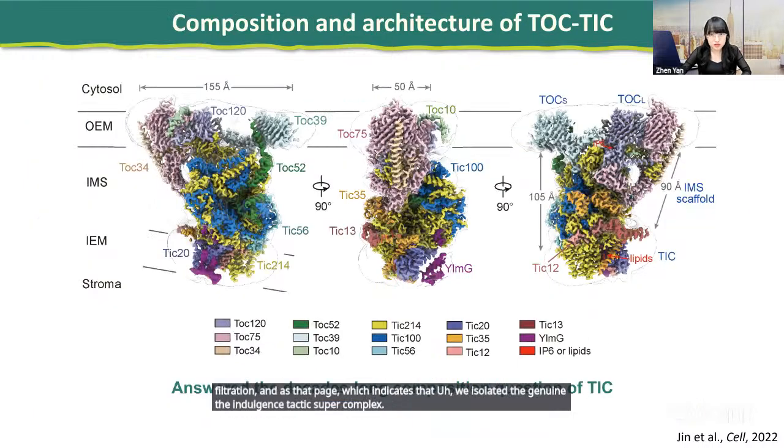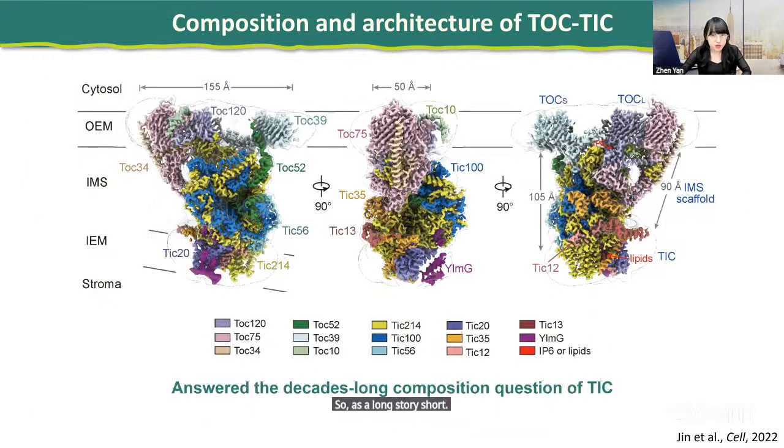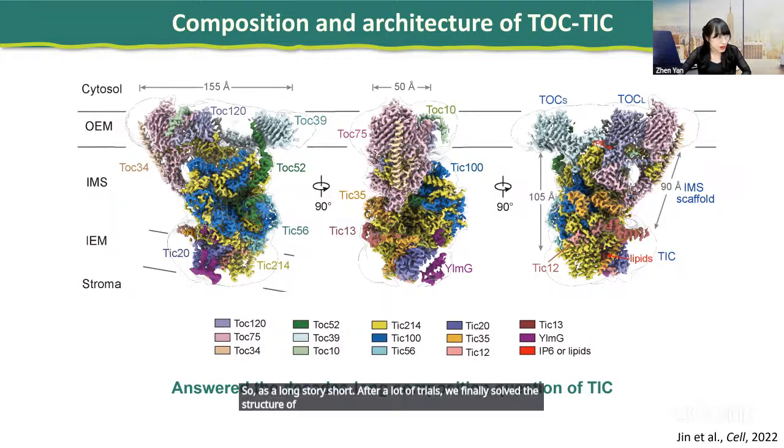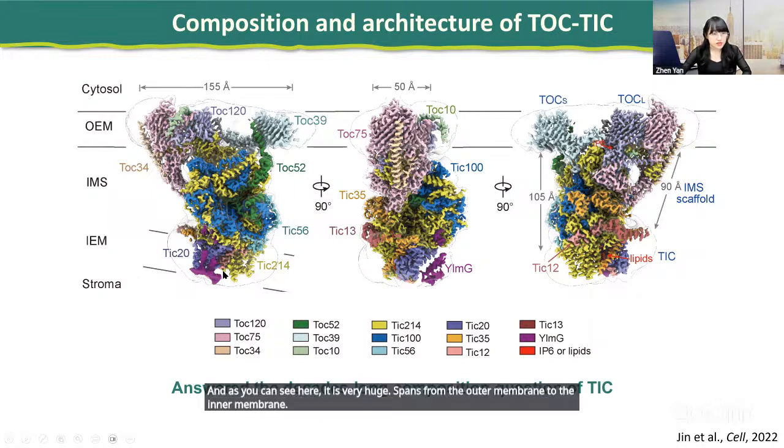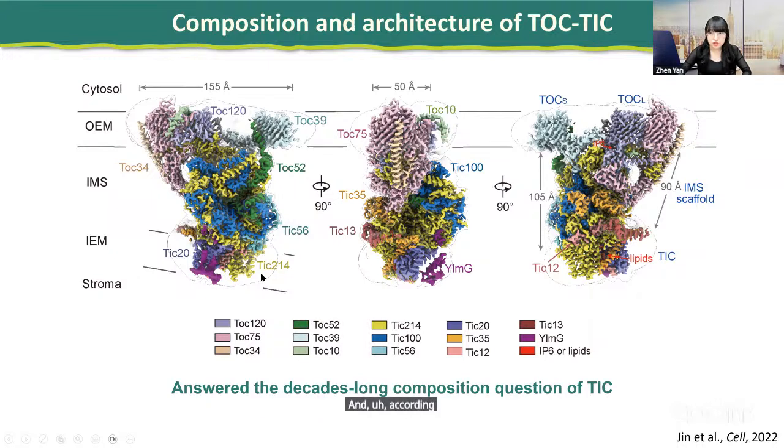To cut the long story short, after a lot of trials, we finally solved the structure of this TOC-TIC supercomplex. As you can see here, it is very huge, spanning from the outer membrane to the inner membrane. And according to this structure, a total of 14 components were identified, and a few of them were previously uncharacterized and are identified by this structure.